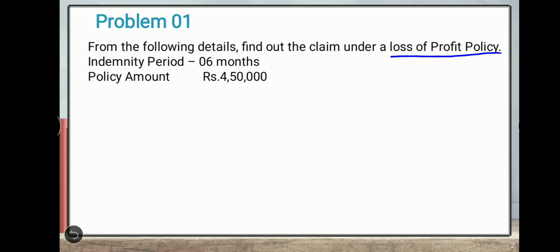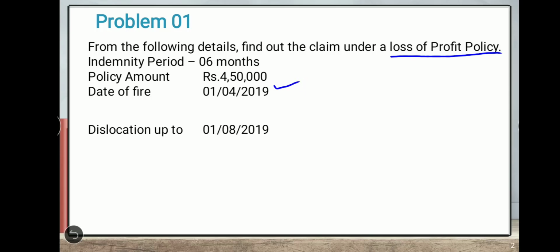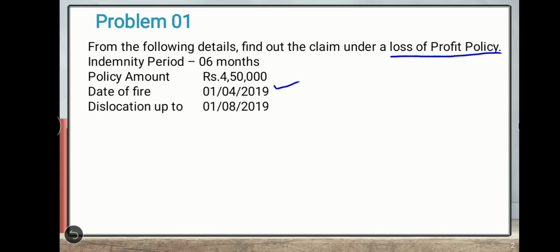Indemnity period is given as 6 months. Policy amount is rupees 4,50,000. Here we have to compare the indemnity period as well as the dislocation period. Whichever is less, we have to consider for calculation. Date of hire is 1st April 2019. Dislocation up to 1st August 2019. It means the dislocation period starts from the date of hire.